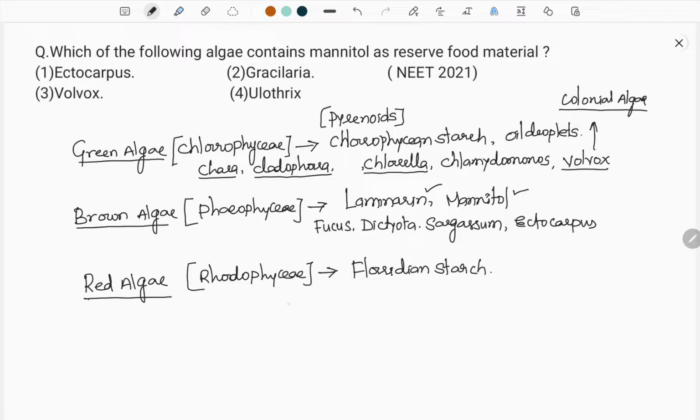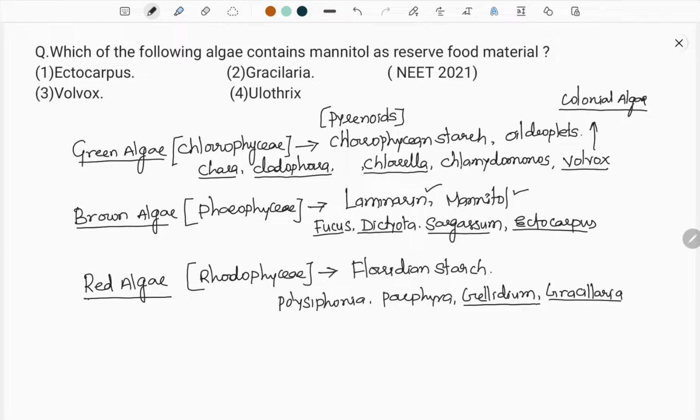Red algae, we have some more examples like Polysiphonia, Porphyra, Gelidium, Gracilaria. We know that Gelidium and Gracilaria are the source of agar-agar. We know agar-agar is a polysaccharide, a natural polymer that is obtained from Gelidium and Gracilaria. So these are the members of Rhodophyceae that store food in the form of Floridean starch. So I gave you all the examples for the Chlorophyceae, Phaeophyceae, Rhodophyceae.